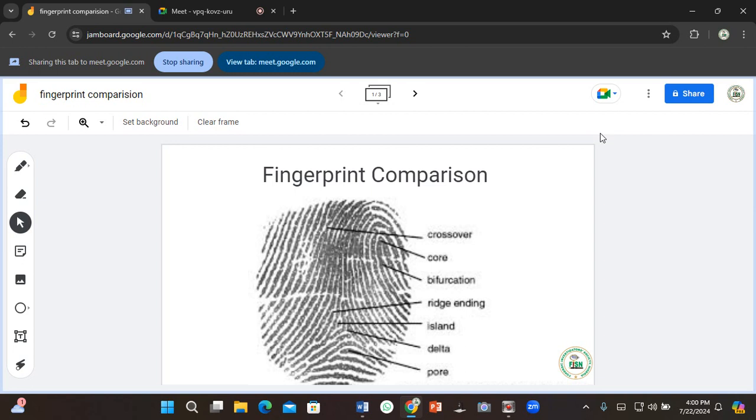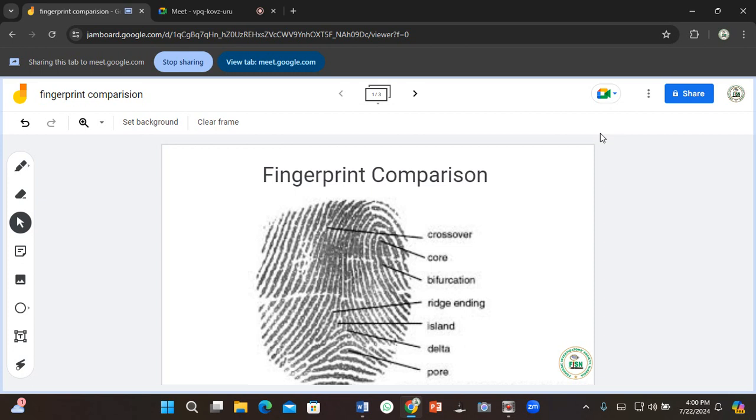Good evening, sir. Today's topic is comparison. Fingerprint comparison, and we are having two modules on this. This module and the next module.